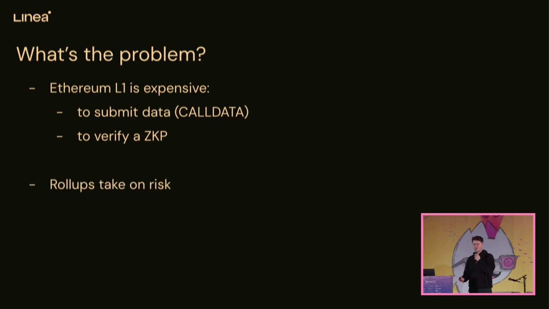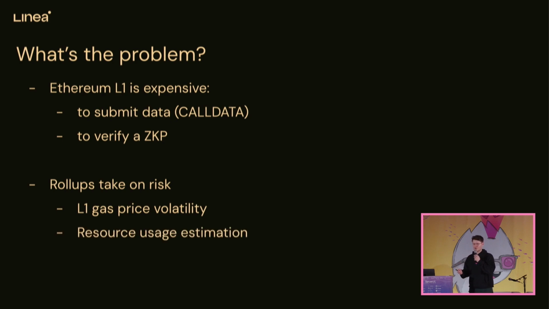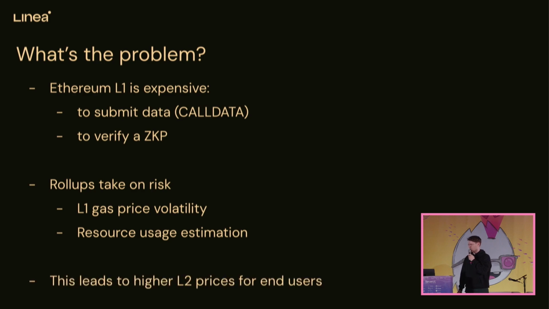Rollups also take on a timing risk. The time at which you submit a transaction to Linea and charge a user on Linea is different to the time at which you pay the costs on L1. There's a time delay, and so you take on risk. Mostly because the L1 gas price is volatile. It's not predictable. It's not stable. But also because it's difficult ahead of time to estimate the resources that will be used by the transaction later down the line when it hits the L1. And so ultimately, these problems lead to higher L2 prices for end users. This is the kind of previous problem that we had.